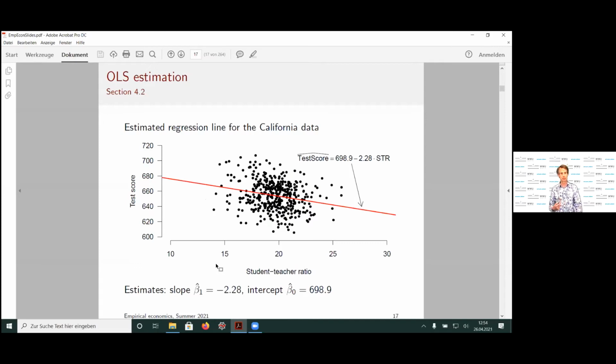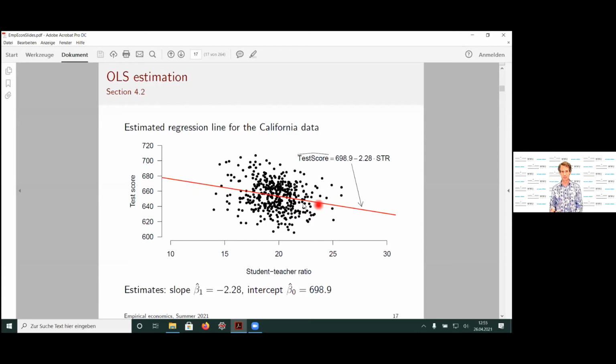Okay, so let's apply OLS regression to our example data set. What does the estimated regression line for the California data set look like? And you can see here again the scatter plot that you have also already seen before. And I inserted here in red the estimated regression line. And as Andreas said, if you squint your eyes and go back from the screen a bit, you would also actually put a line through this cloud of points, which is slightly downward sloping and which probably would be close to the optimal line you can see here.